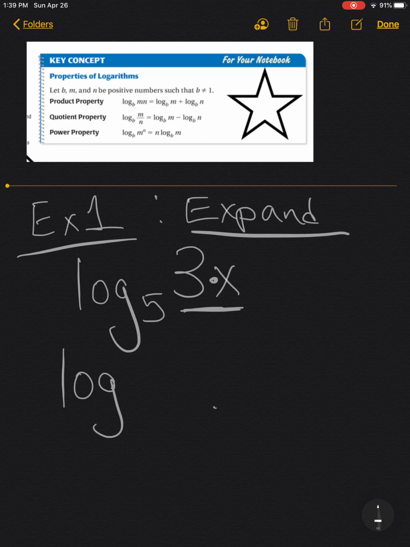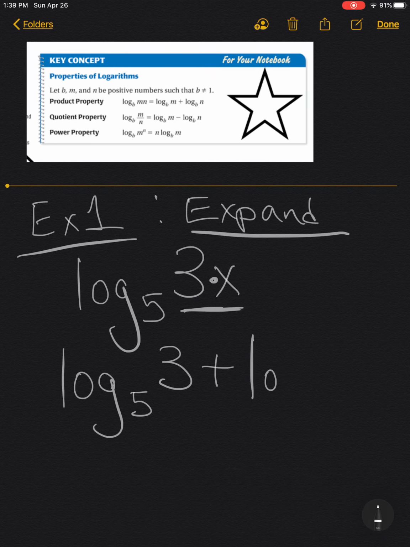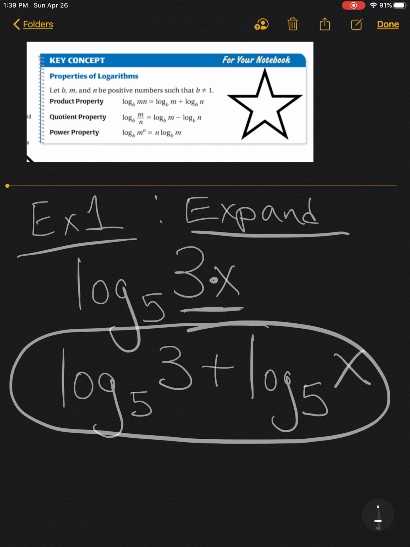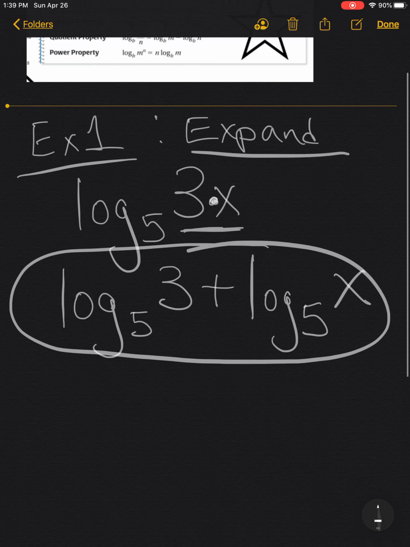So what you should see is that we're going to take log base 5 of just 3. And then what we're going to do is add that to log base 5 of x. And that is your final answer, believe it or not. You are just taking this multiplication and changing it to be addition. Got it? All right, let's do another example.